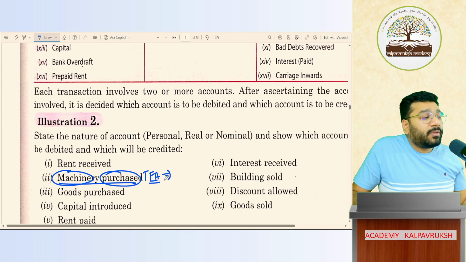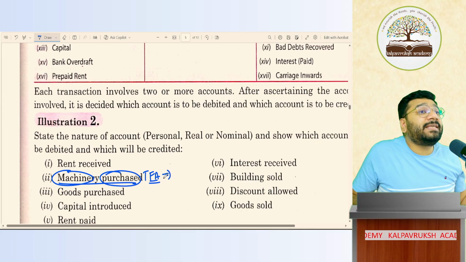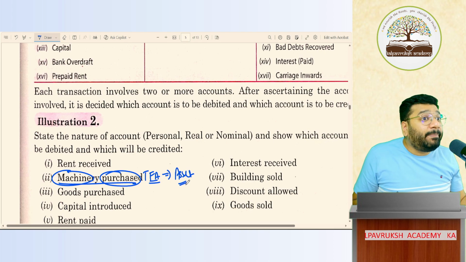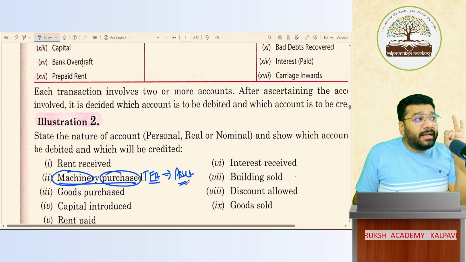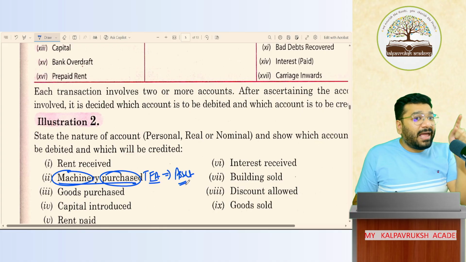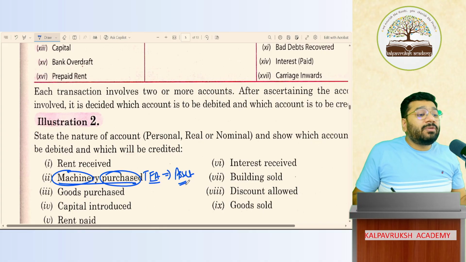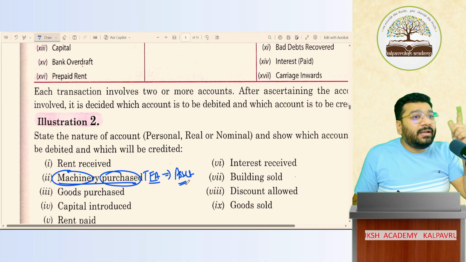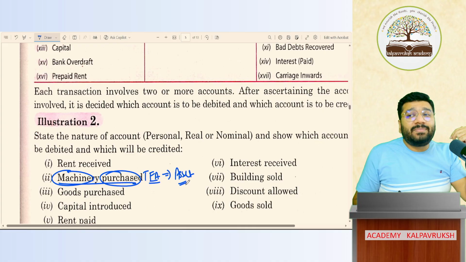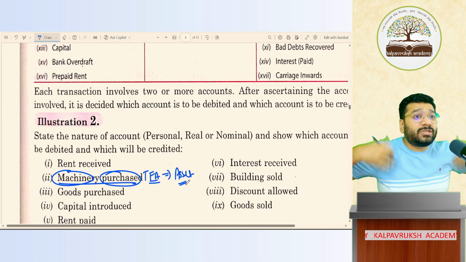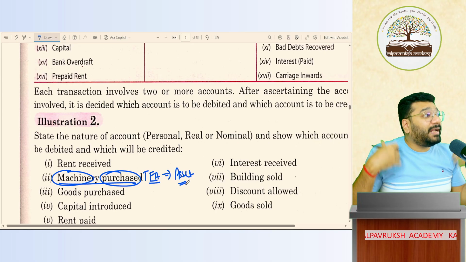So this is an asset. All assets will go to which account? Real, except bank, debtor, bills receivable, prepaid expenses and accrued income. Machine does not come in those five exceptions. So machine will go to the real account. What is the rule of real account? Debit what comes in, credit what goes out. If I buy a machine, will it come inside the business or go out? It will come inside the business.